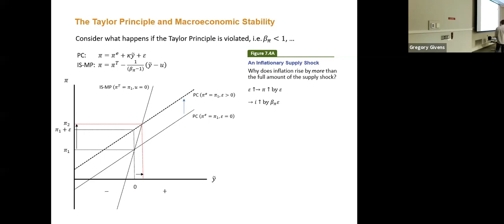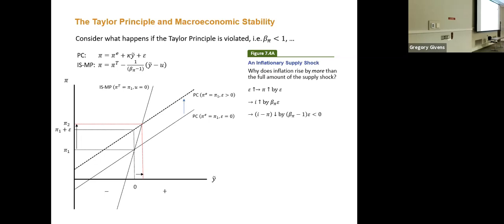But the question is, really what matters for this model is not what happens so much to the nominal rate, but what happens to the real interest rate, right? In this case, what's going to happen to the real interest rate as a result of this supply shock? Is it going to go up or go down? In the example from the last class, the Fed was able to orchestrate an increase in the real interest rate. What about in this example?